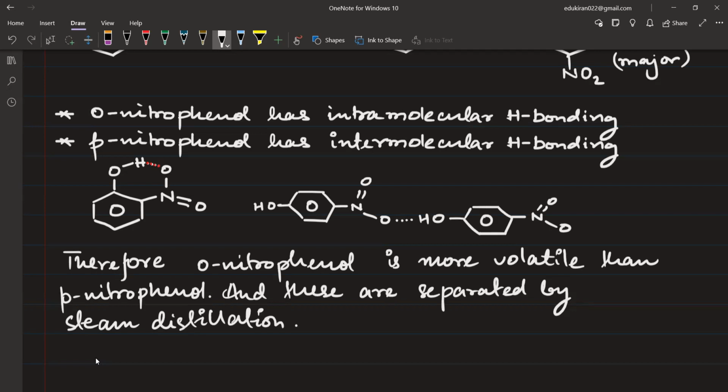Okay, so write this down. This is one of the questions they can ask: how will you separate O-nitrophenol and P-nitrophenol? And they can ask why O-nitrophenol is more volatile than P-nitrophenol. For both, you have to answer that O-nitrophenol has intramolecular hydrogen bonding, P-nitrophenol has intermolecular hydrogen bonding. Show them by the diagram, then write the conclusion: that is why O-nitrophenol is more volatile than P-nitrophenol. Then write that they can be separated by steam distillation. Please write this down fast.